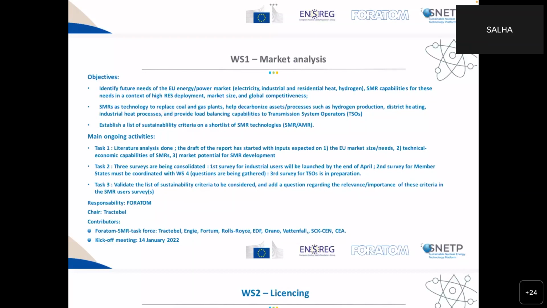Literature analysis, a global survey about the different bodies which could be interested in nuclear, and something also tax-free, which is very important, which is to understand the sustainability criteria to be considered in the market. So you see that it's under the responsibility of Euratom, that there is a share coming from Tractebel, and then there are different participants coming from different companies or research bodies. So you are going to see a very similar organization on the other work streams. The idea is really to create a global coordination.